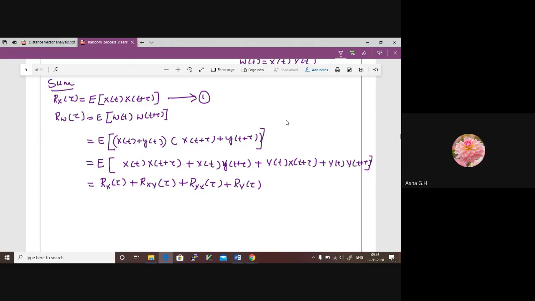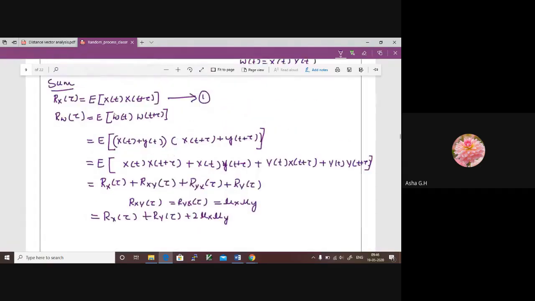Now we know that the cross correlation Rxy is equal to Ryx of tau. Okay, so now for wide sense stationary and independent processes, we can write this as mu x and mu y. Mu x and mu y. Okay. So now Rx of tau plus Ry of tau plus 2 mu x mu y. This is what we get.